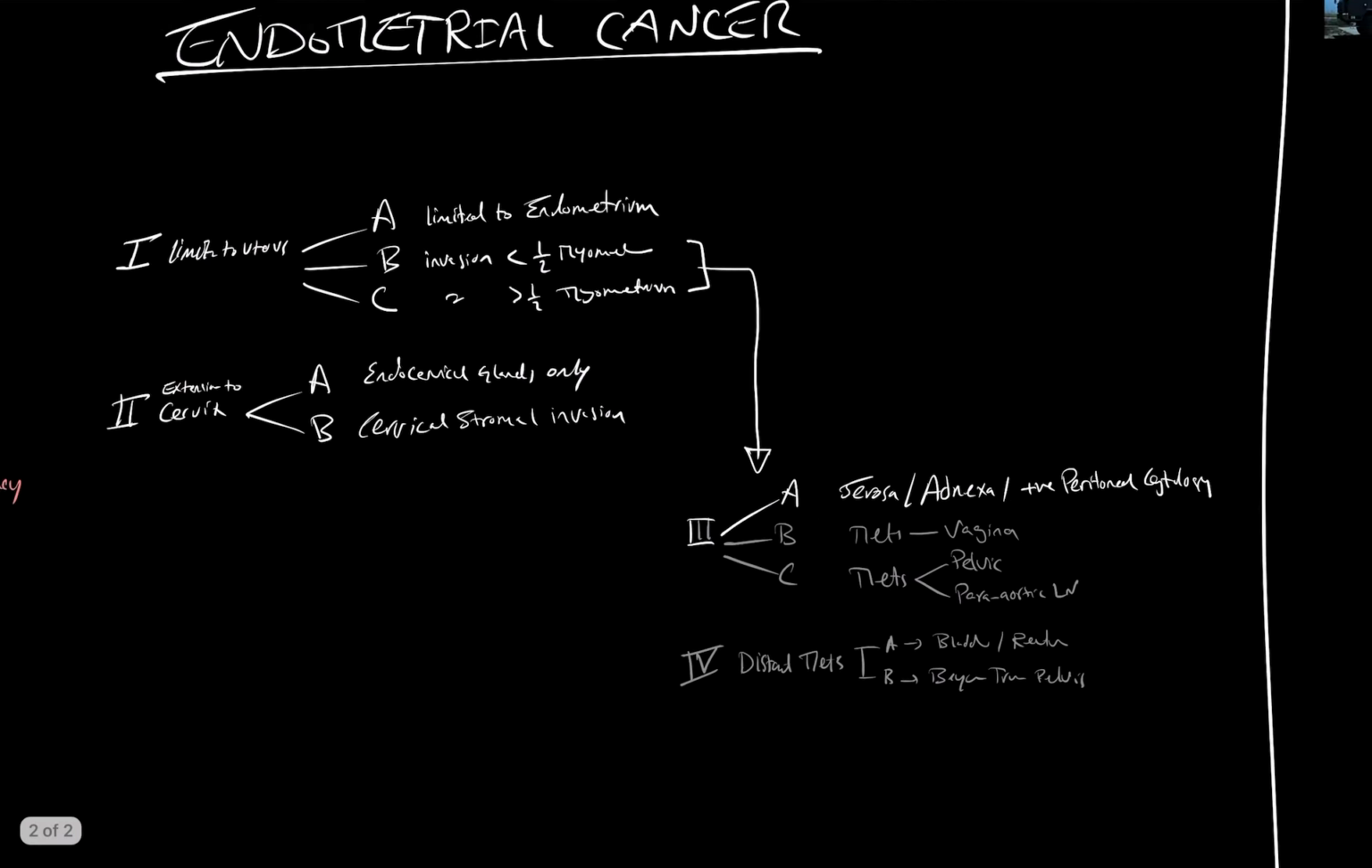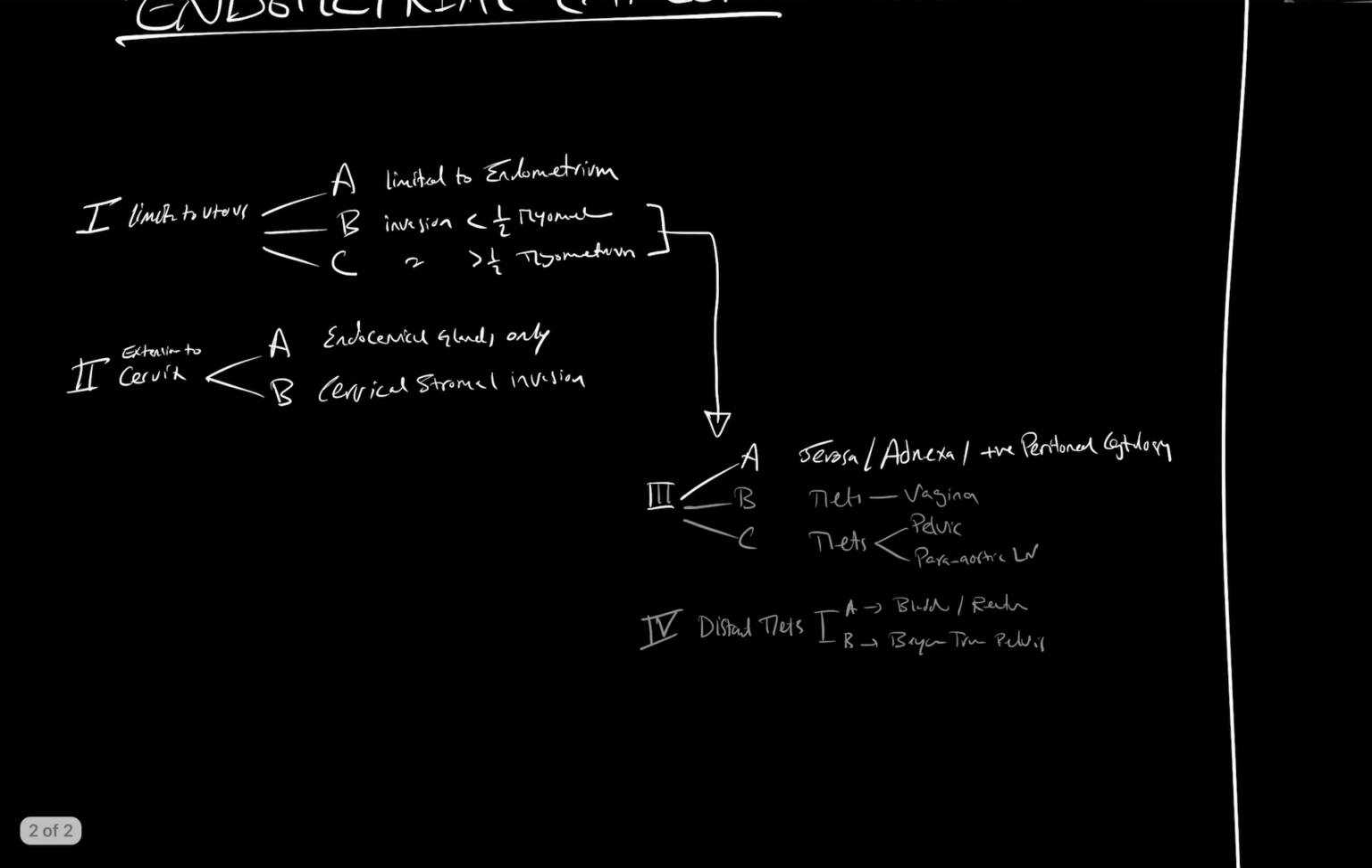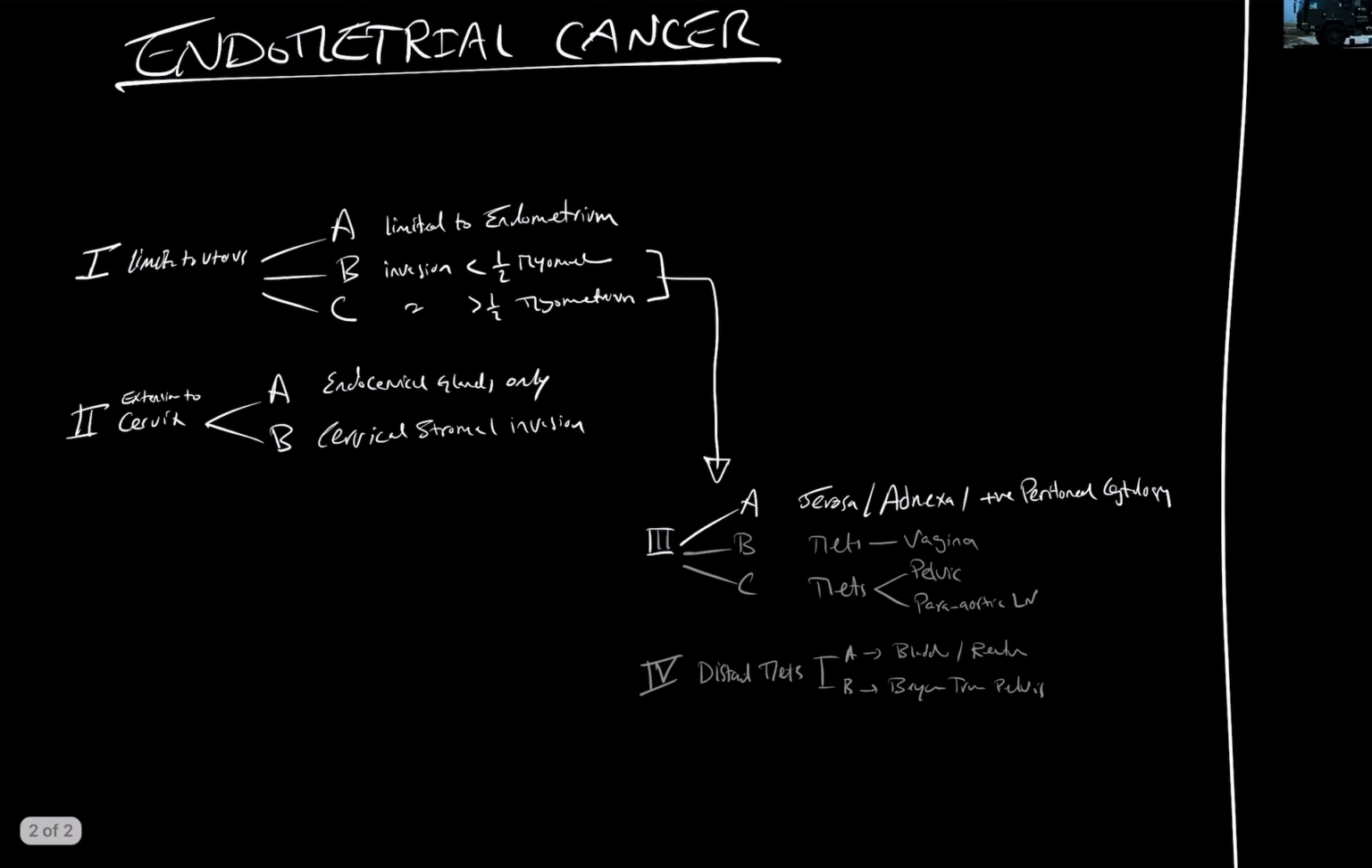Now, moving to the endometrial cancer, we have stage 1, which usually represents tumor limited to the endometrium and limited to the uterus, and it's further classified according to the degree of the invasion. If it's limited to the endometrium, then this is stage 1A. If there is some sort of invasion to less than half of the myometrium, then this is stage 1B. If there is an invasion to more than half of the myometrium, then this is stage 1C.